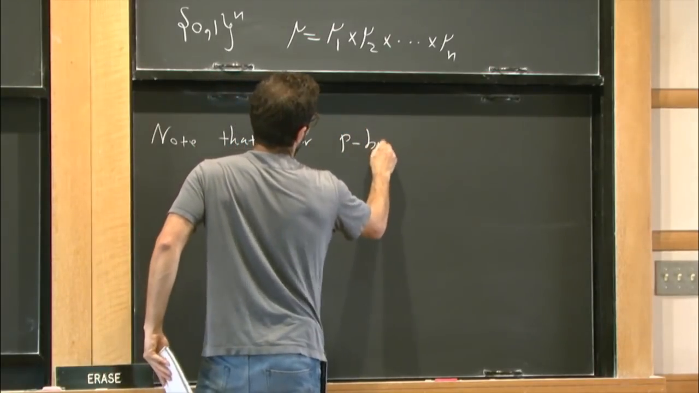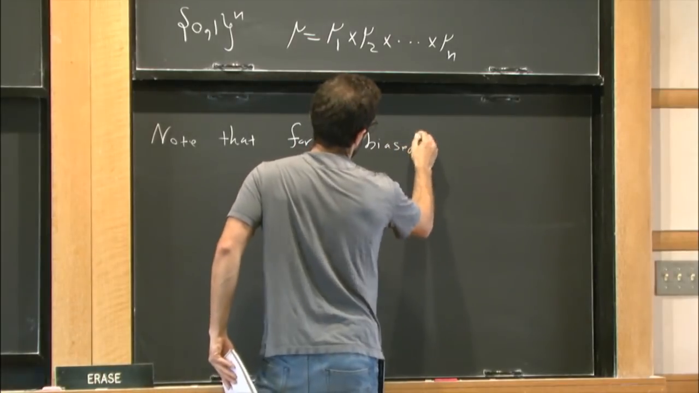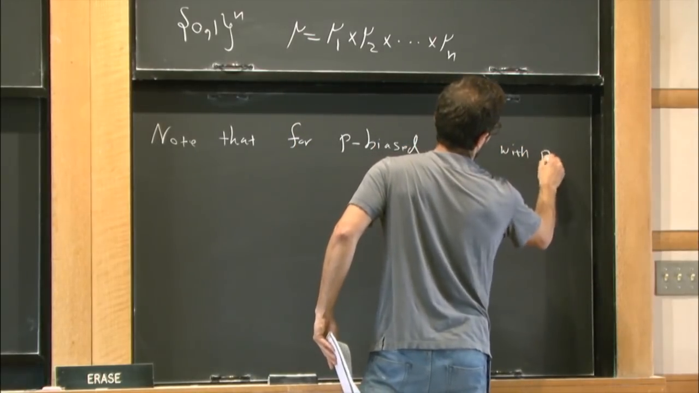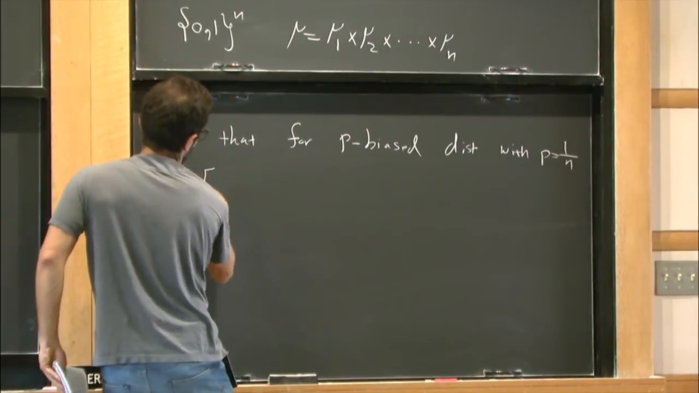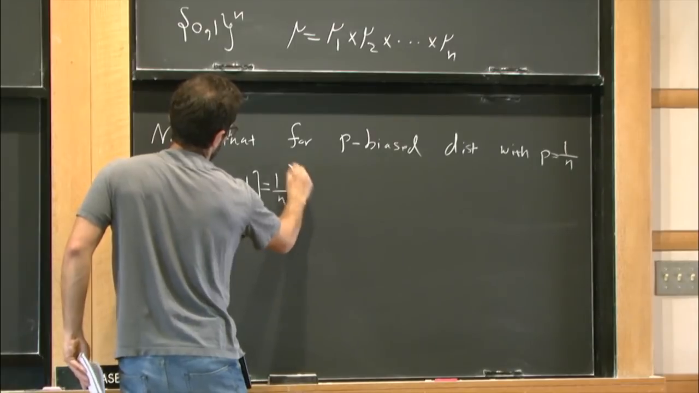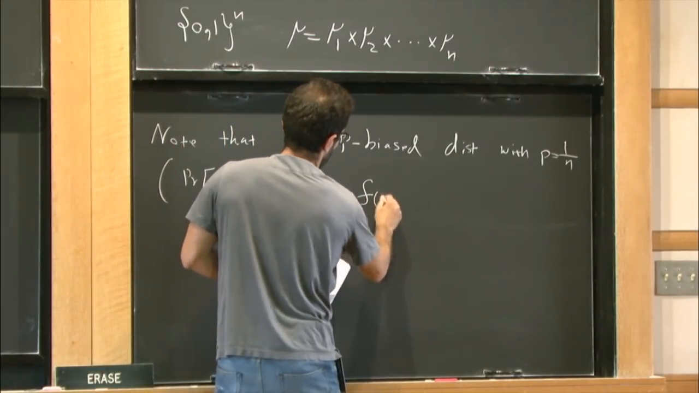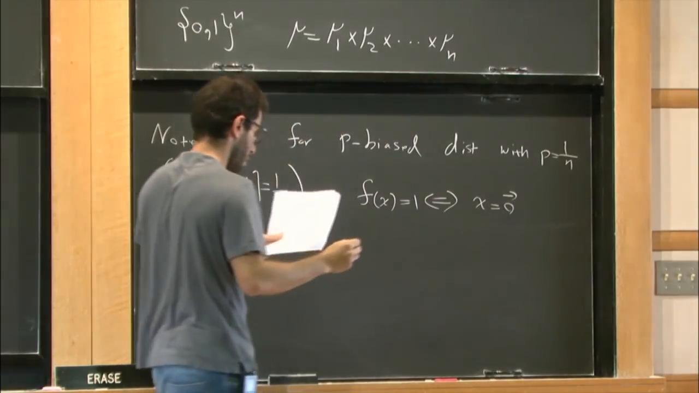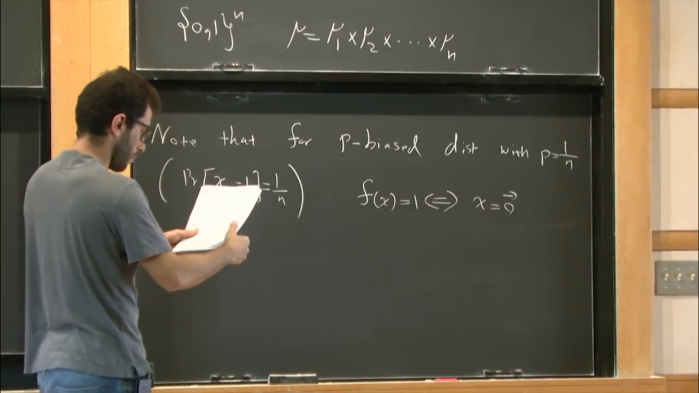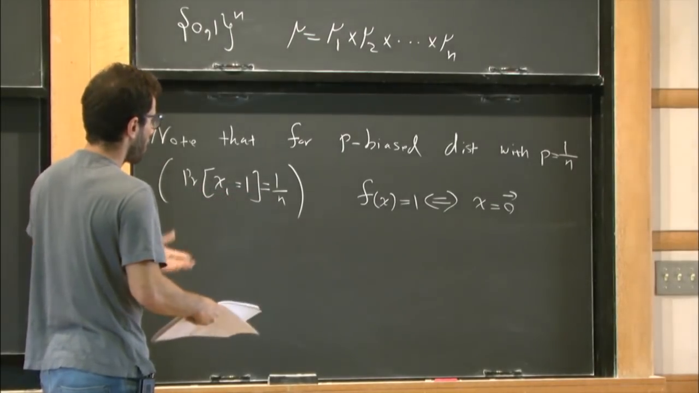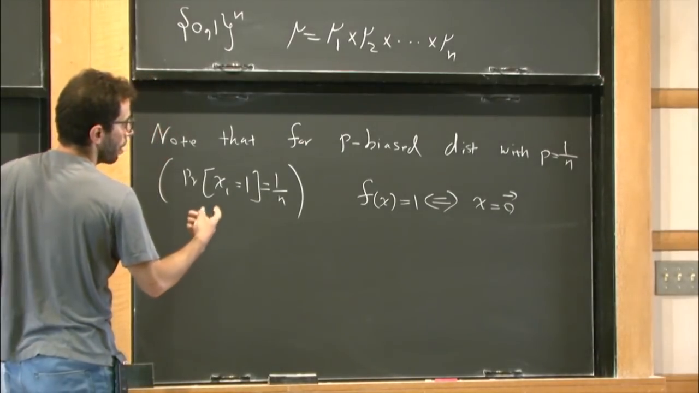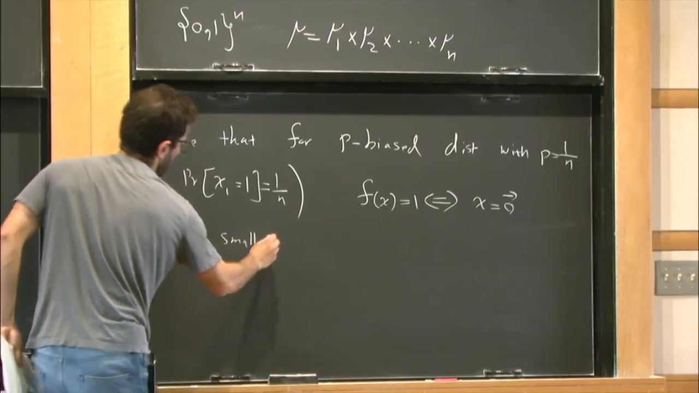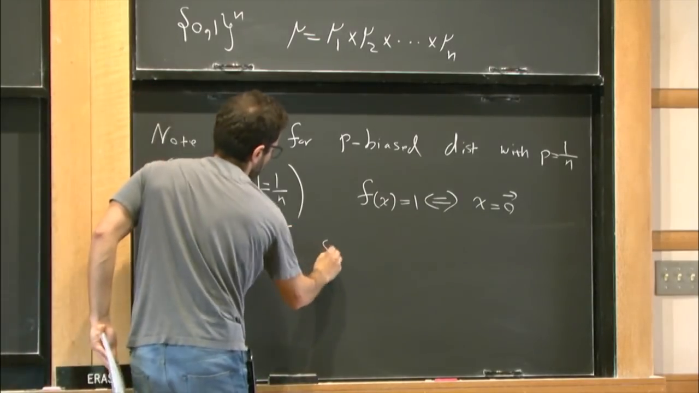For the so-called p-bias distribution, which is the Bernoulli distribution with parameter p for every coordinate, with p equals 1 over n, which just means that the probability of x_i equals 1 is 1 over n, we can look at f of x is 1 if and only if x is the all 0 vector. Then no small set can influence this towards 1, because more coordinates are needed. Or let's say all small S satisfy this.